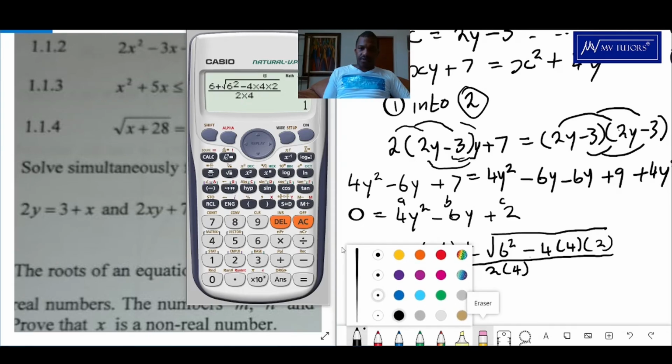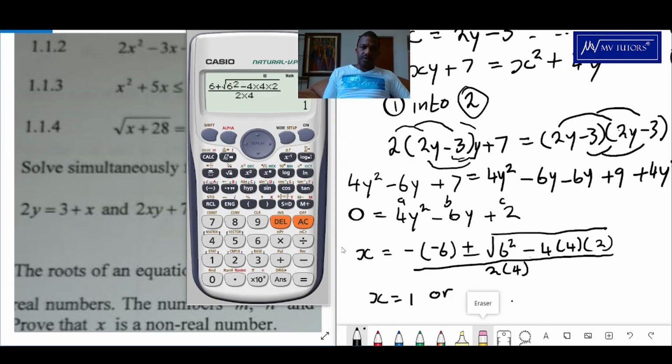Step back, eraser. We don't need you anymore. Or x is equal to, let's go change that. Plus, delete, put negative, and then go equals. x is a half. There we go.